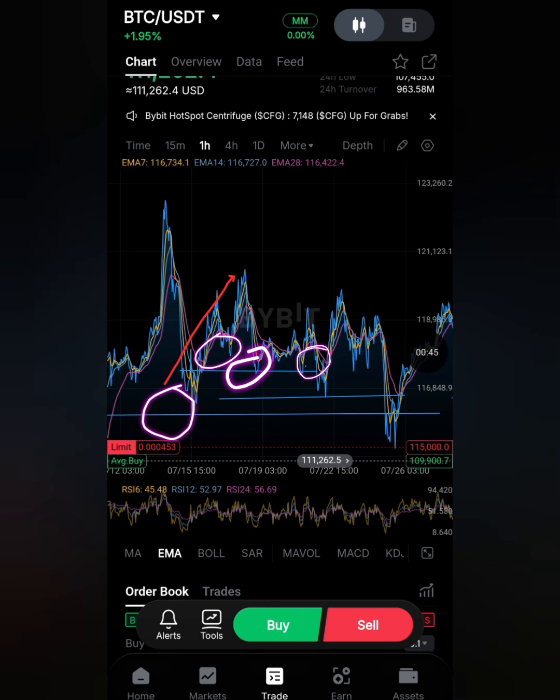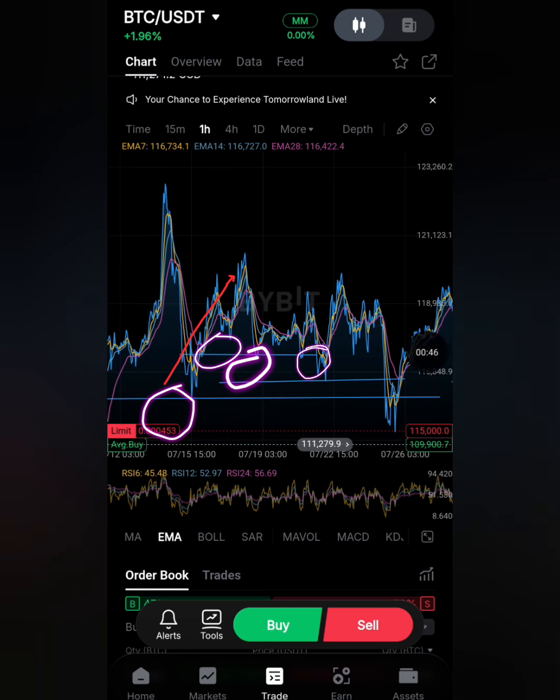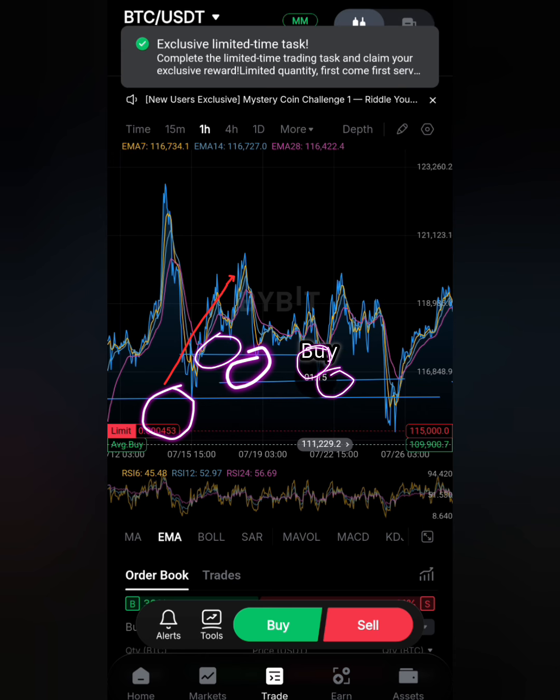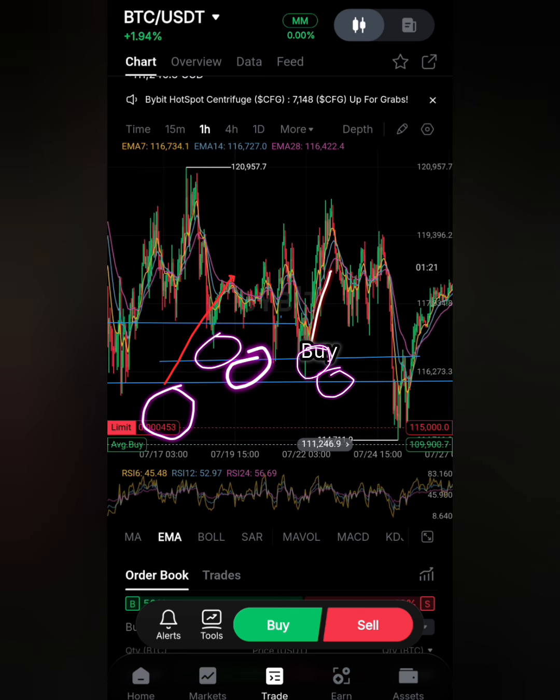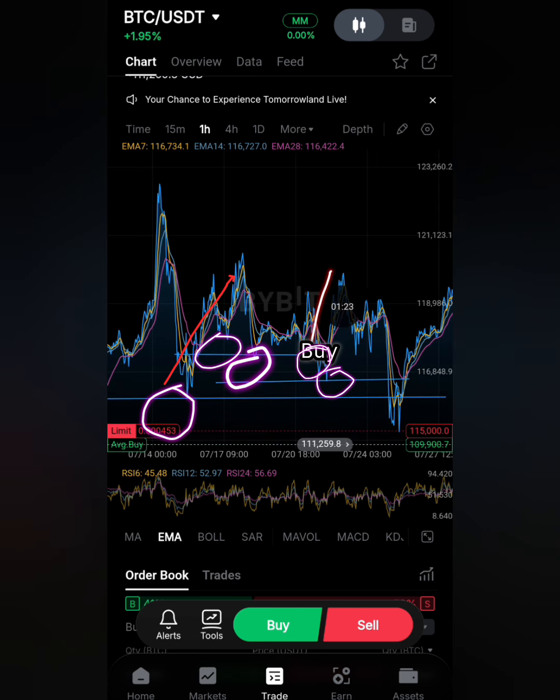But around this place where it broke down the base, you could buy. Then it still came down and created another base right here, which you could still buy. And at this point, it has already broken through this second base you created right here. So once it breaks through this, you're going to buy. Then it rolls up a little bit around here, then you could sell around here, and in that period you're already in profit.